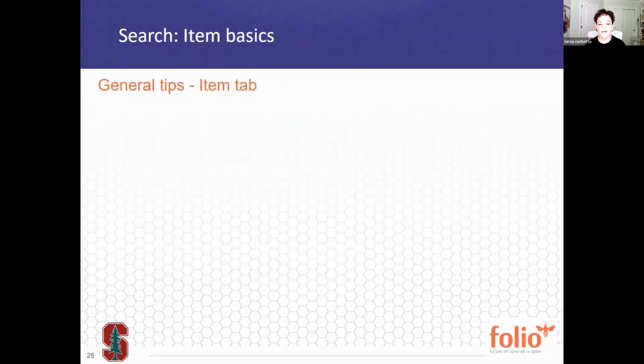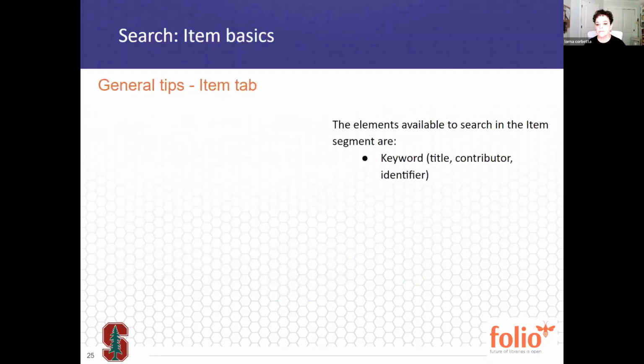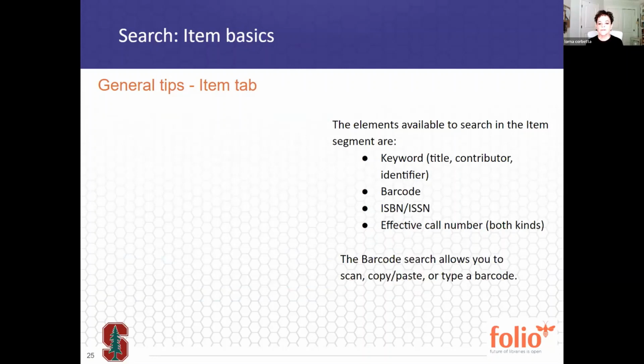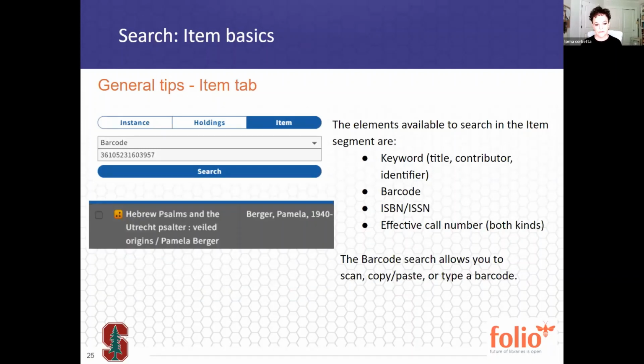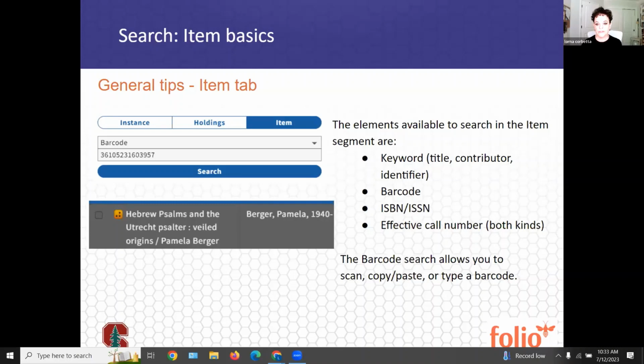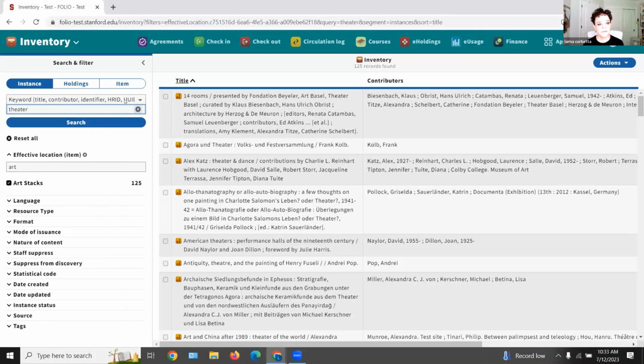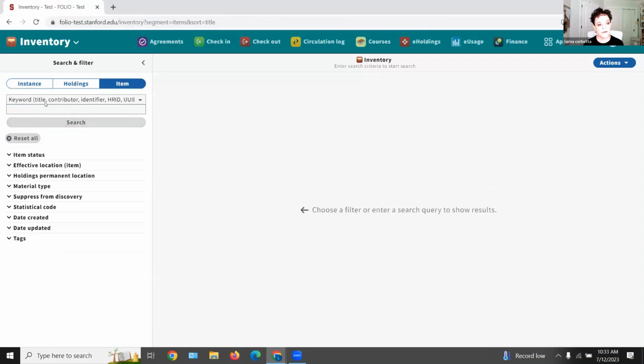The very last tab is the item tab. Again, keyword is at the top, and barcode is the most important in this one. Both kinds of call numbers are here too. The barcode index allows you to scan or type or paste in the barcode number. Here I've scanned this in earlier and came up with this result. So I'll show you in live time: item, reset all, and I'm going to very carefully type in a barcode because you have to be exact.